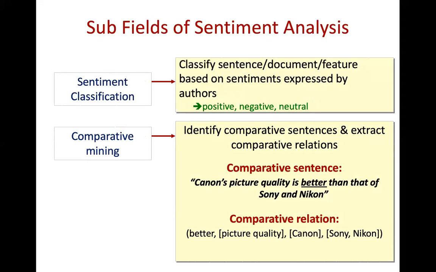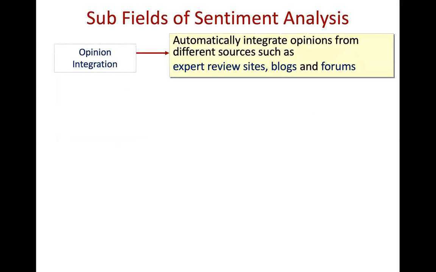This is when you identify comparative sentences, which is very common in product reviews or movie reviews. For example, "Canon's picture quality is better than the Sony and Nikon." What it means is a positive sentiment towards Canon's picture quality, and a more negative one towards Sony and Nikon. That's why it's a comparative sentiment. The relation is "better," and this relation is on the aspect, which is picture quality, and there are also entity 1 and entity 2, or entity 1, 2, 3. So Canon is entity 1, and Sony and Nikon are entity 2 and entity 3.